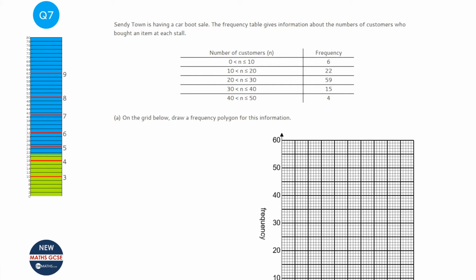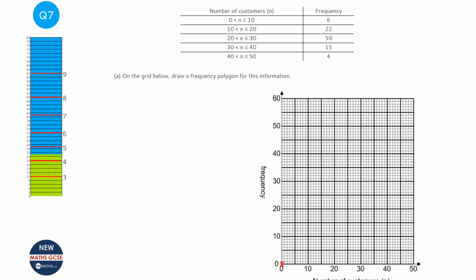Alright, so we're asked to draw a frequency polygon, and the only error you're going to make with this type of question is figuring out what a frequency polygon is. A frequency polygon is where you put little crosses at the points, and the points lie at the group's midpoint. So we've got our first group 0 to 10, so the midpoint would be 5. Next one is 10 to 20, so that's going to be 15. Then 25, then 35, then 45. The first one's going to be at 5, and it's going to be 6 high.